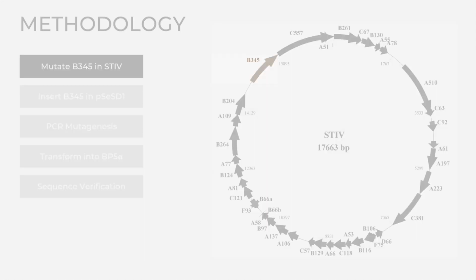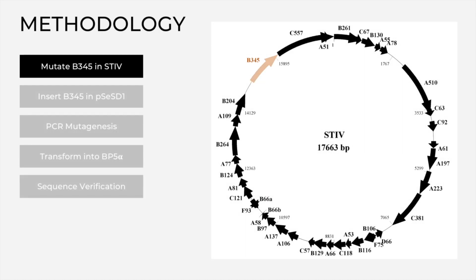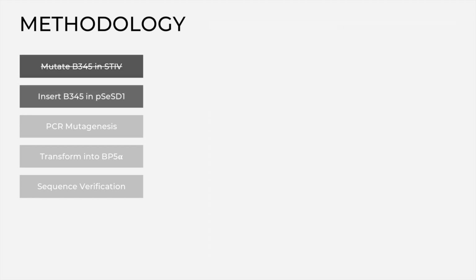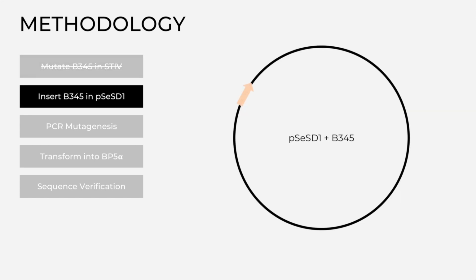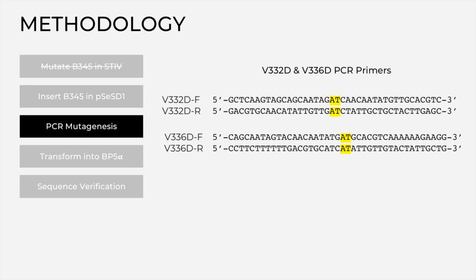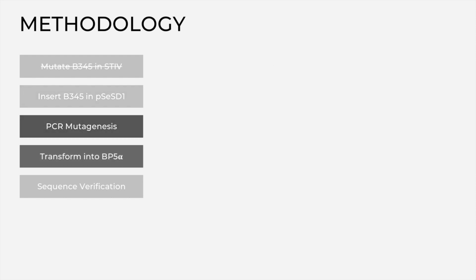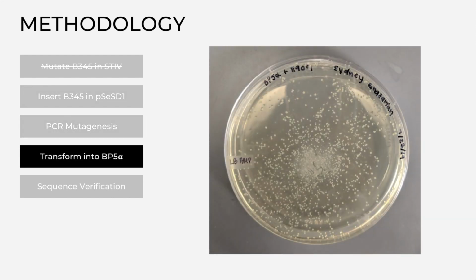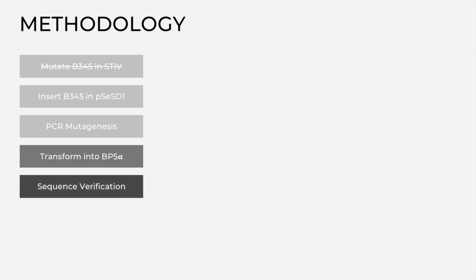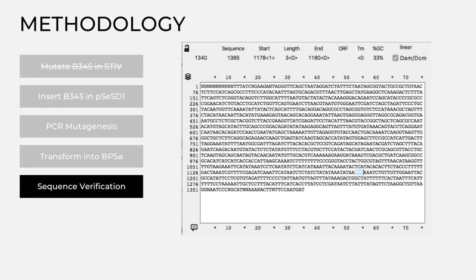For the study, I could have created mutations in the B345 gene of STIV's genome. Although this is not impossible, it is difficult to achieve due to the large genome. Instead, I inserted the B345 gene into an archaeal expression vector, pSeSD1, and performed PCR mutagenesis with the primers that I designed. From there, I transformed the vector into E. coli to achieve a higher concentration of the vector. I then re-isolated the vector and sent it for sequencing to verify that my mutation occurred.